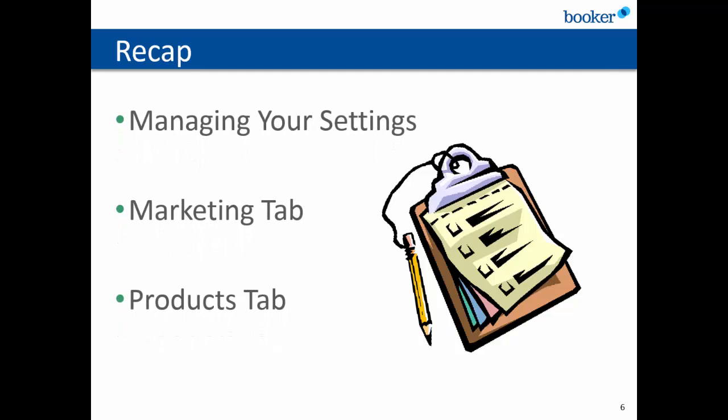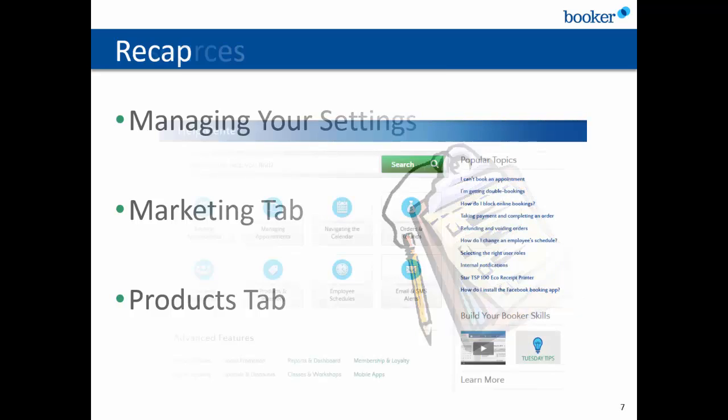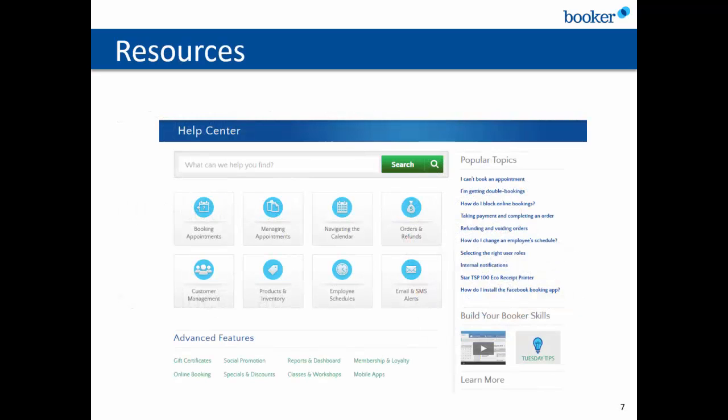Today's course covered how to manage some system settings, the Marketing tab, and the Products tab. Having a strong knowledge of how to use these areas of the system will make it easier to help your business run and grow. If you have any questions about the Booker system, please visit the Booker Help Center.